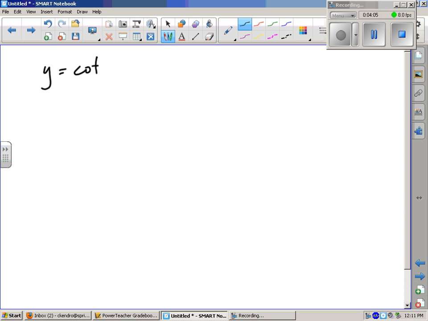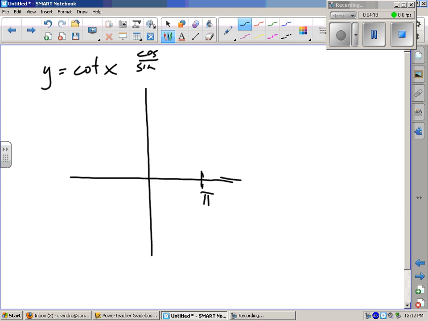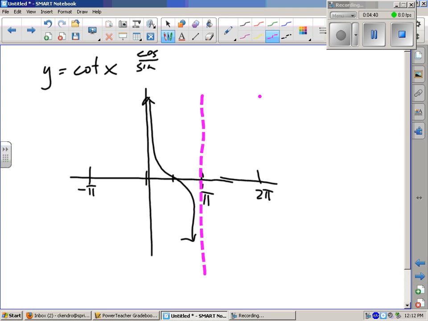Y equals cotangent is a little bit different because cotangent is cosine over sine. So now the dotted lines are going to be where sine is equal to 0. And that happens at pi and 2 pi. So I'm going to put a few waves in here. And then it also happens at 0. Now cotangent, instead of rising left to right, is actually falling. So cotangent's going to look kind of the same, but a little bit different. I'm going to put in the dotted lines here. Isn't that cool? And here's one here too.